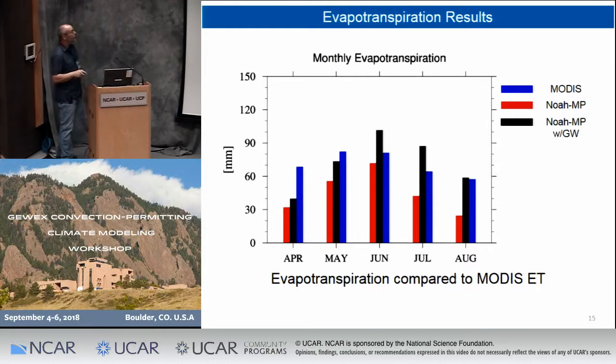So this is, again, the ET results for that same period. And what you see is that the ET is much larger throughout all of the months relative to the NOAA-MP without groundwater. And we're probably a little bit aggressive here on some of these June and July months, but by August we're doing pretty well. We're capturing more precipitation, which is allowing us to evaporate more, but I think we're also tapping some of that water from below to be able to evaporate more at the end of the summer season.